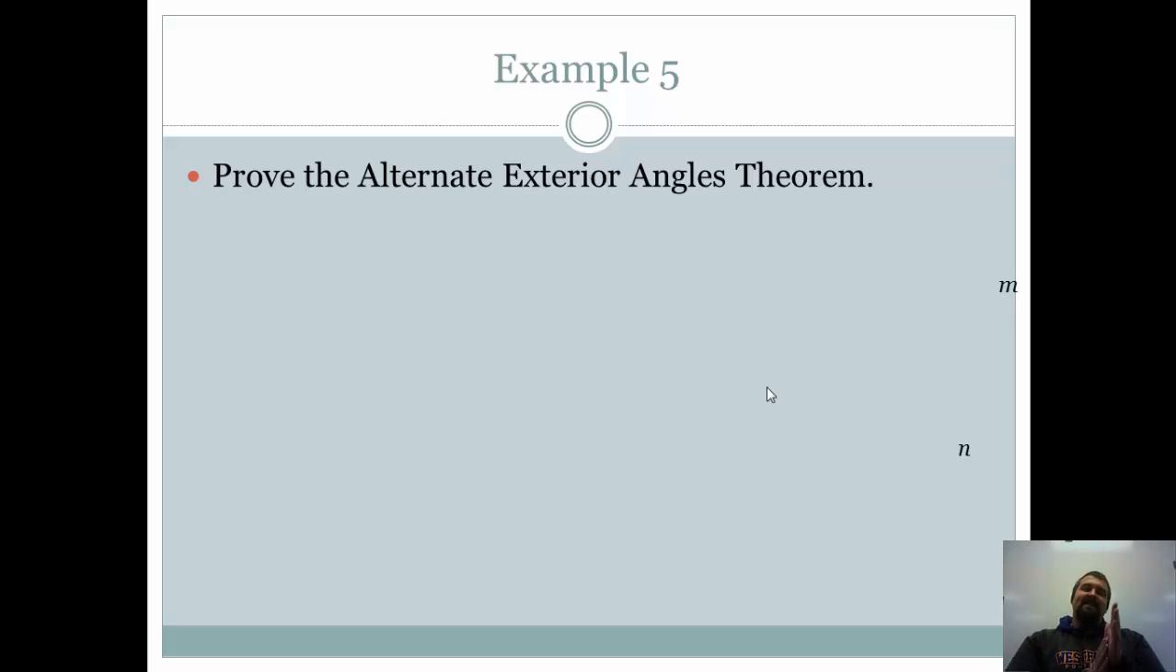Example 5. A prove. They say prove the alternate exterior angles theorem. Do you have a question? Okay, let's hear it.